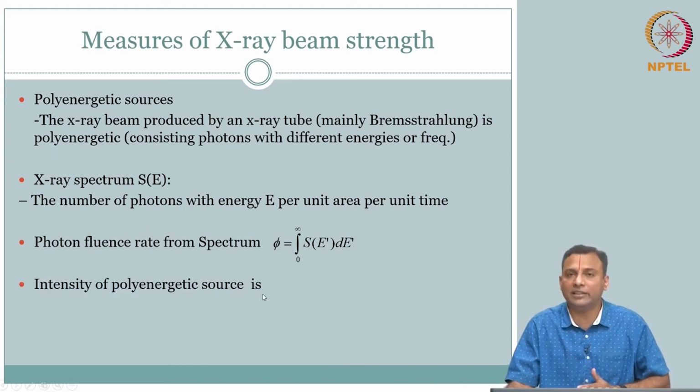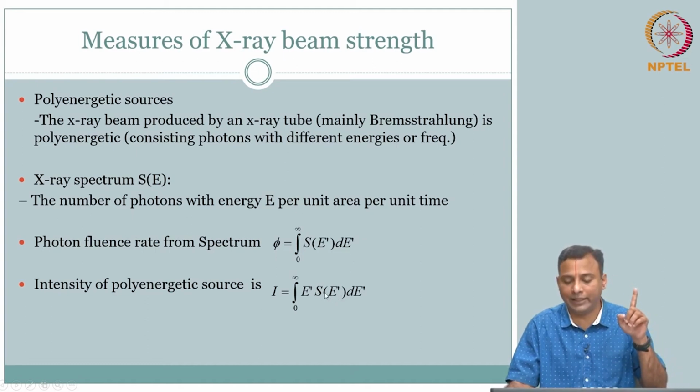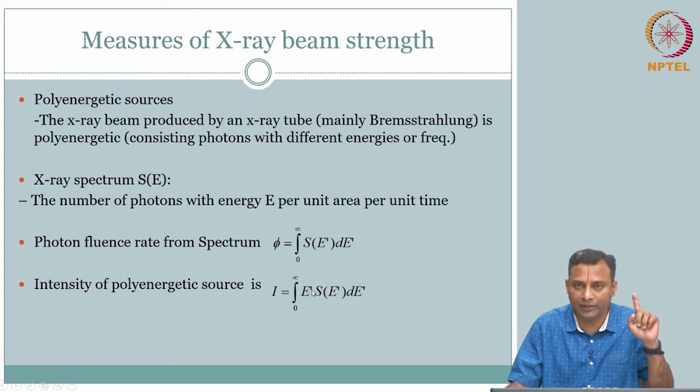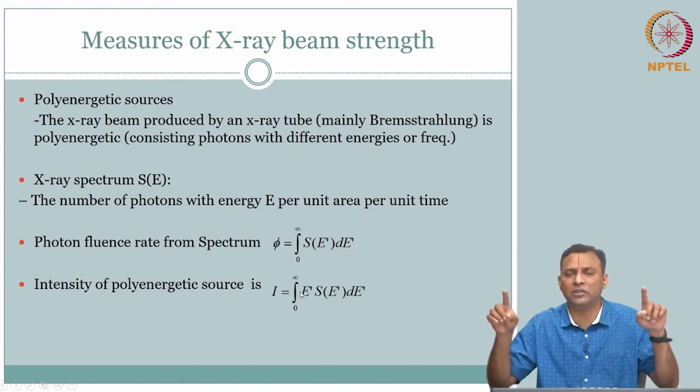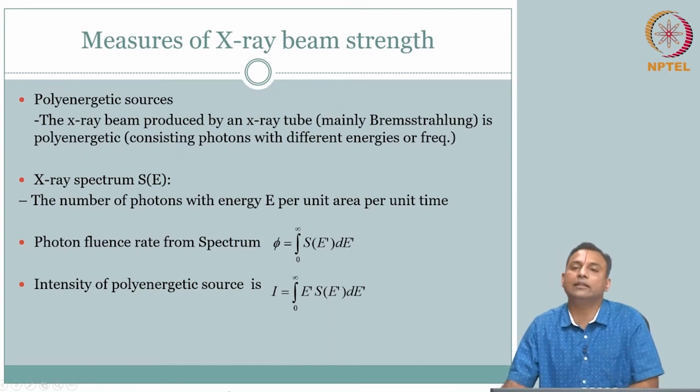So the intensity of a polyenergetic source is the number of photons at each energy level times that energy level, summed over all of them, which is the integral of E' times S(E') dE'. S(E') is the number of photons having energy E', so E' times the number of photons having E', you do that for all energies. Since we talked about this as continuous space, as you saw with the Bremsstrahlung, dE' is that small increment. So your intensity is this.